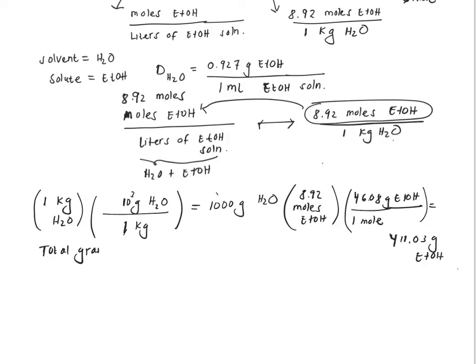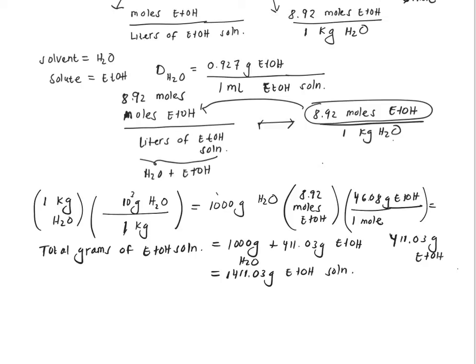Now we're going to add up these masses to get the total grams of solution. So this will give us 1,000 grams plus 411.03 grams. So this would be 1411.03 grams of ethanol solution.